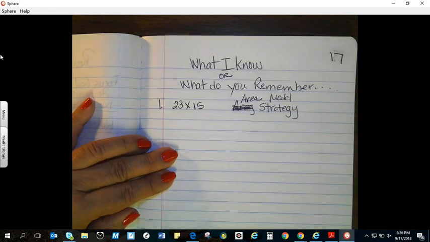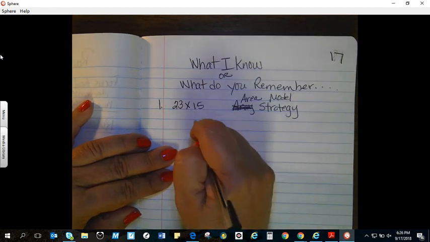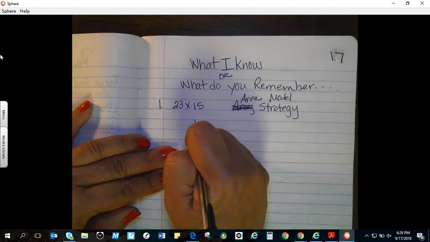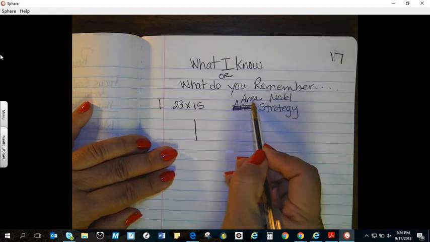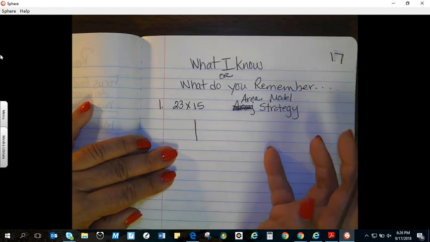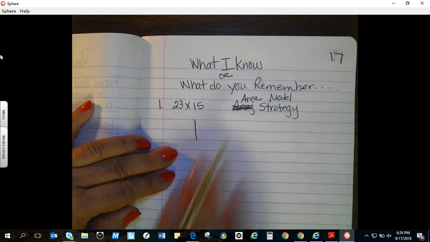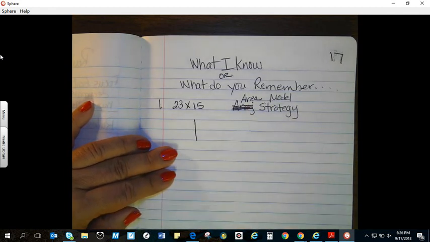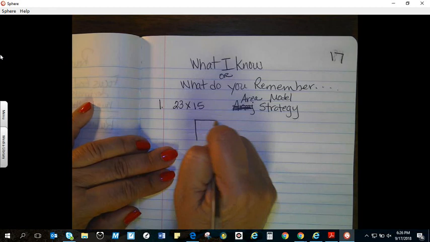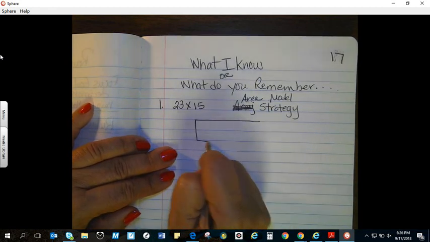Area model. So area model is just going to be just like geometry, right? Some of you call it a magic box, but I really want you to use the terminology area model because it's everything in the middle. You're going to need to know that when we get into geometry anyway, so start using that terminology.